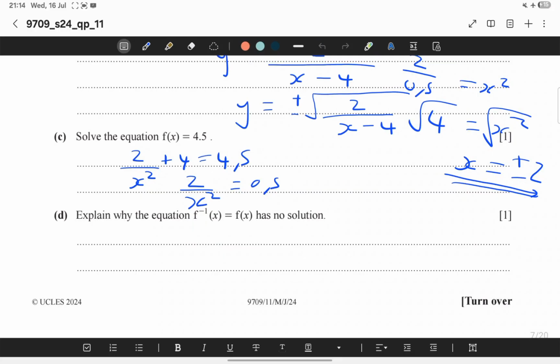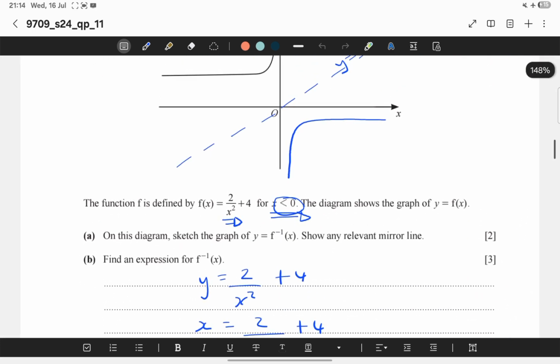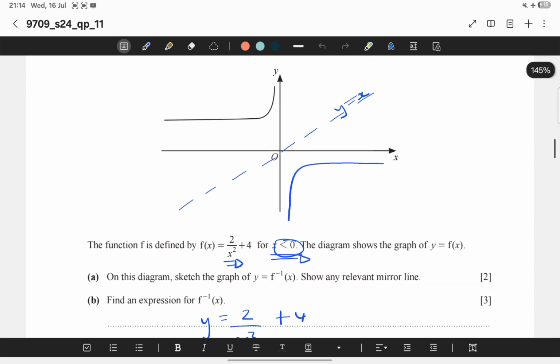D is saying explain why the equation of the inverse function equals the original function has no solution. And for this, we're going to go back to the f of x graph. And if we look at these two graphs, we can clearly see that they will never meet, right? So if we say the original function equals the inverse, we can see that there is no intersection. So that might be one way of putting it.